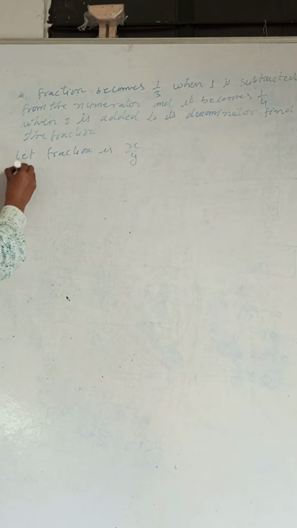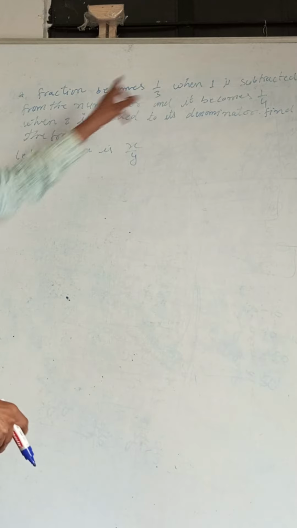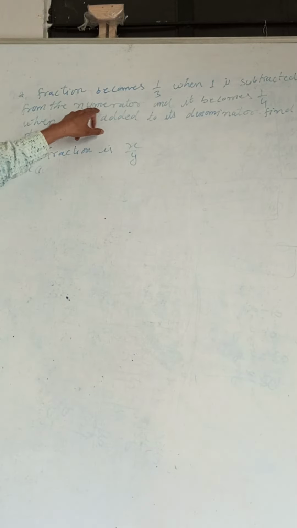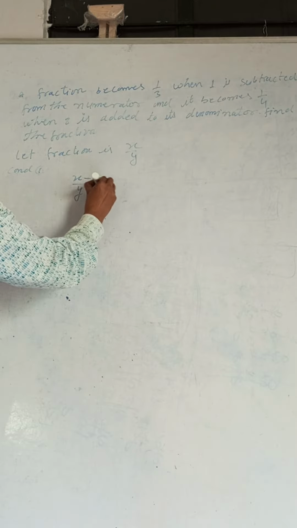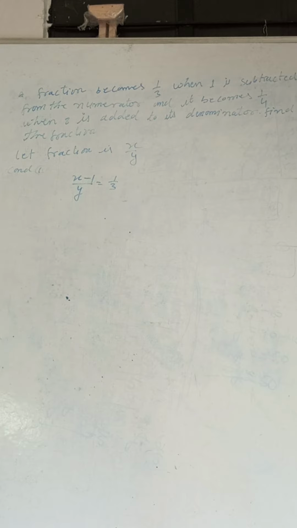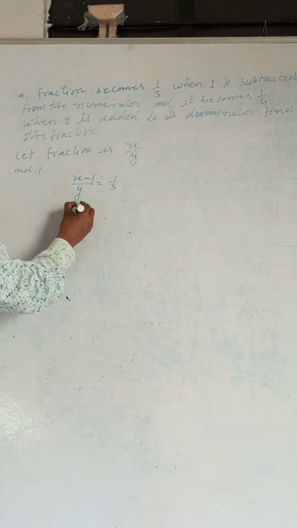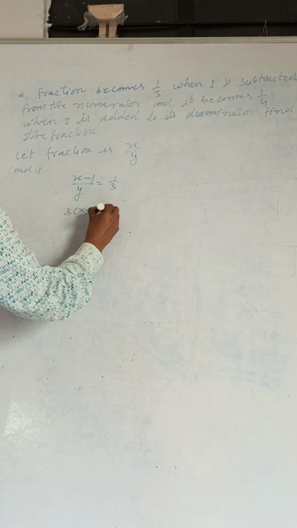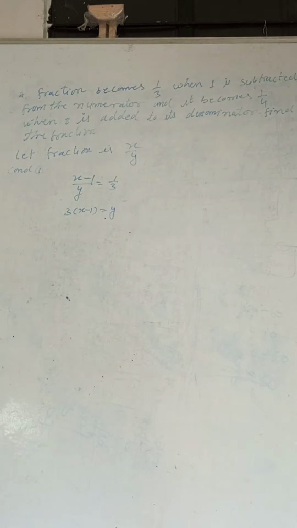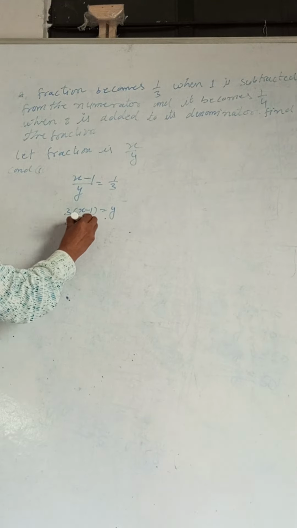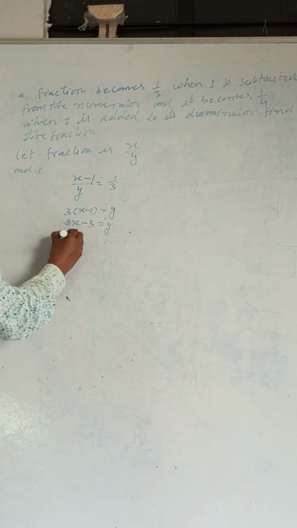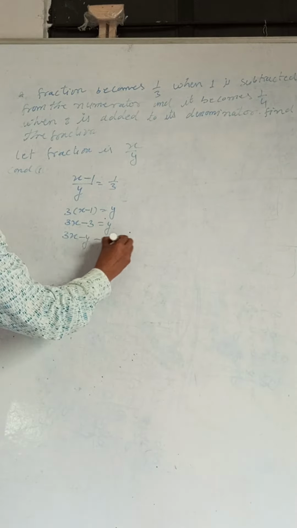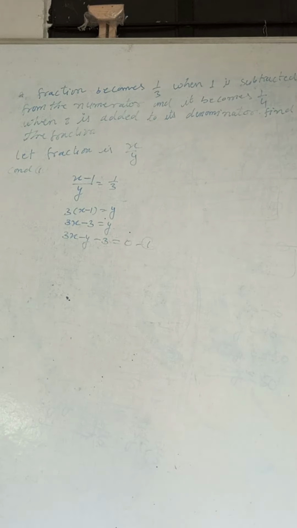So condition what? First condition. Condition number 1. What is the first condition given? First condition given that if 1 we subtract from the numerator, so this is the numerator, in that 1 we are subtracting, x minus 1 by y, it becomes what? 1 by 3. Now we can write it by cross multiplication. 3 into x minus 1 is equal to y. 3x minus 3 is equal to y. Now we can write it like this also: 3x minus y minus 3 is equal to 0. Equation number 1.